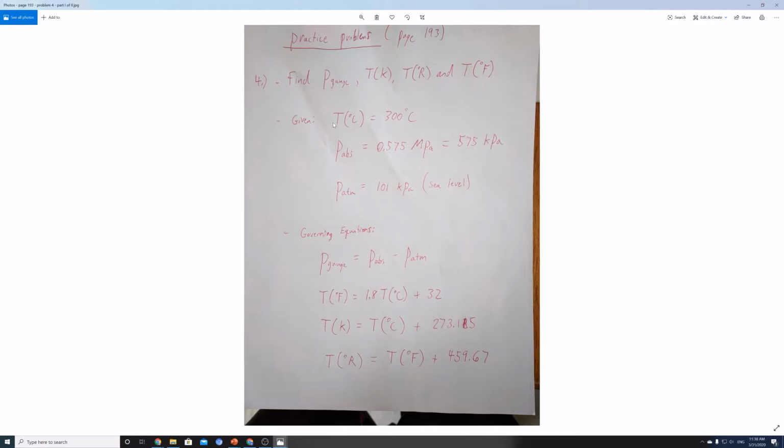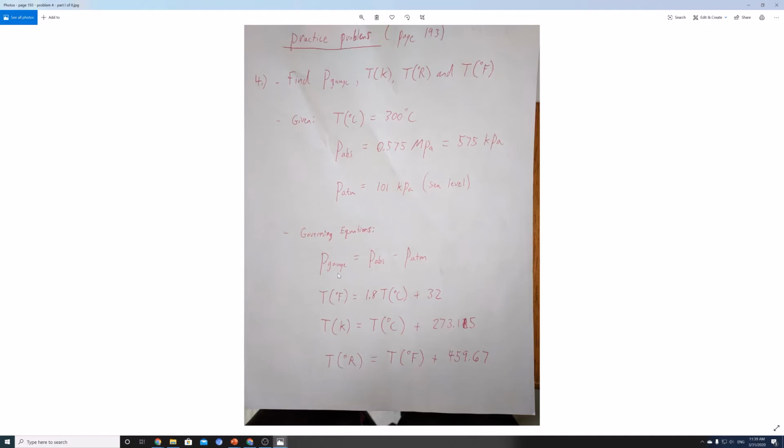Okay. So here's what's given. We're given the temperature in degrees C. We're given the absolute pressure in megapascals. I just converted it over to kilopascals because there's 1,000 kilopascals in a megapascal. And then I have atmospheric pressure. This is just, look this up in a table. This is at sea level, 101 kilopascals.